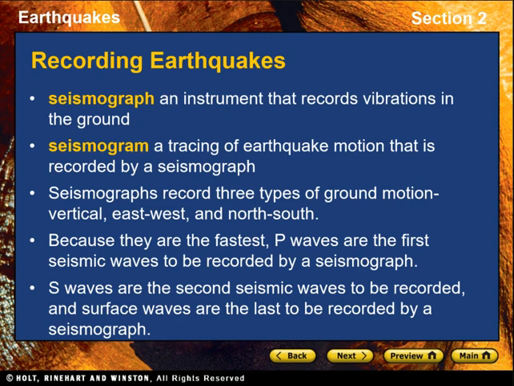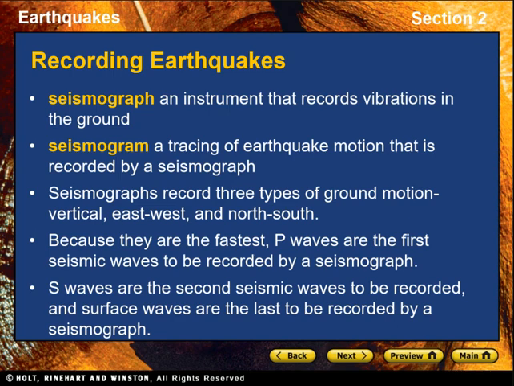Seismographs record motion by tracing wave-shaped lines on paper, or by translating the motion into electric signals. The electric signals can be recorded on magnetic tape or can be loaded directly into a computer that analyzes seismic waves. A tracing of earthquake motion that is recorded by a seismograph is called a seismogram.